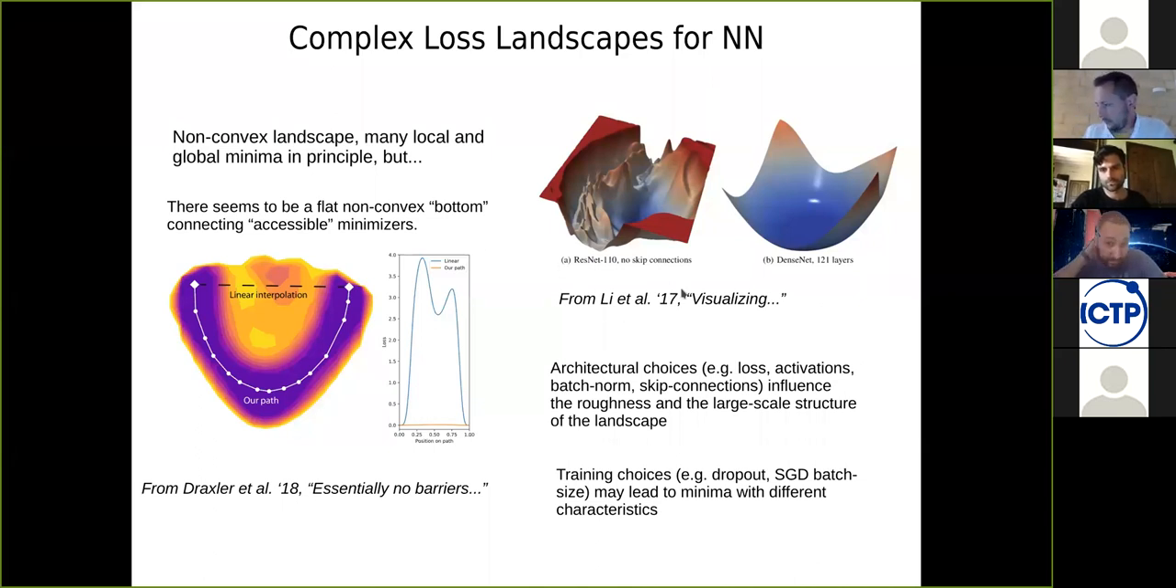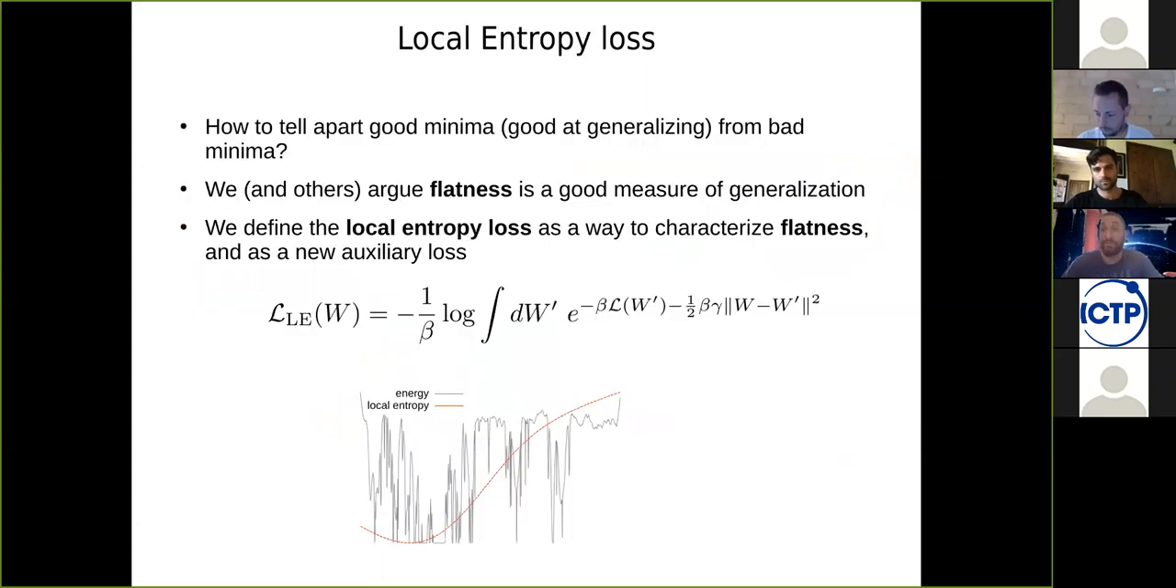Other features are that you can make some architectural changes to your models. You can, for instance, add skip connections, or you can use different loss and activation, and you can obtain drastic changes in the landscape. For instance, here you see in a model with no skip connection, so no residual connection, in the left picture, you have a very rough landscape, while if you add a lot of skip connections, you get the very nice, very smooth landscape you observe on the right. So also there are some training choices that you can make, such as using dropout or different learning rates or different batch sizes for SGD, that may drive your training dynamics towards different types of minimizers. So not all of the minima are created equal.